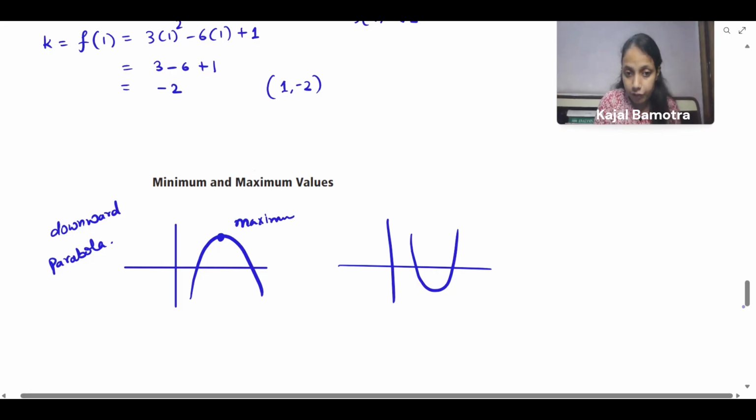Maximum. After that, the graph goes down, so this vertex is maximum. In this case, it is a minimum value, because the graph goes up here and goes up here. In a downward parabola, the vertex is a maximum value. In an upward parabola, the vertex is a minimum value. This is the upward parabola.